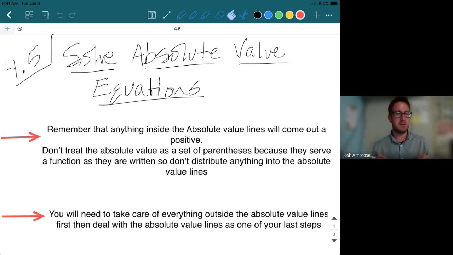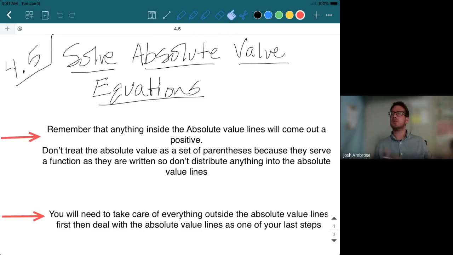All right, look at that first note. Remember, anything inside the absolute value lines will come out as a positive. Now, I want you to understand if there's only one number in there or only one variable in there, then it's pretty straightforward. It's going to come out as a positive. But if there's an expression, that means there's like a little equation inside the absolute value and you can solve it, then you would need to solve it. But then the answer that comes out is always the positive. Okay? All right. So let's keep moving.